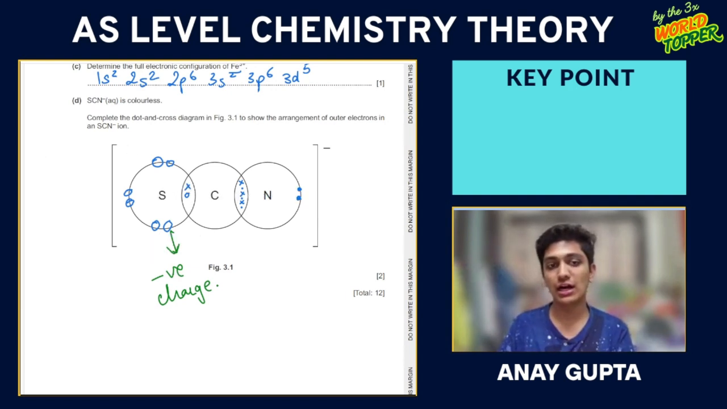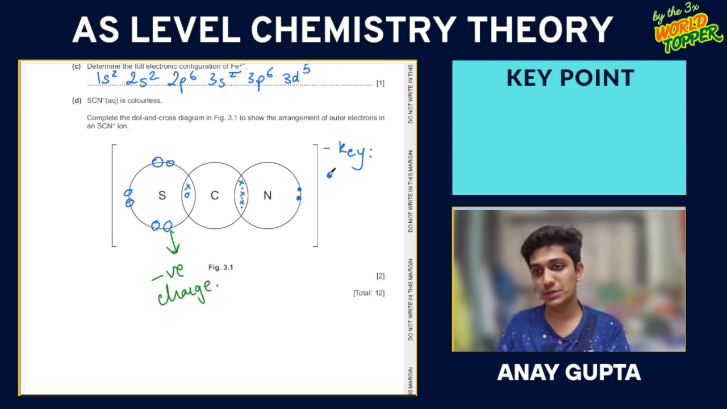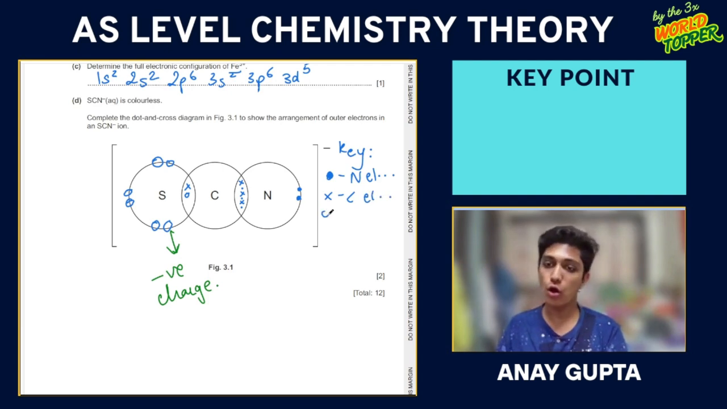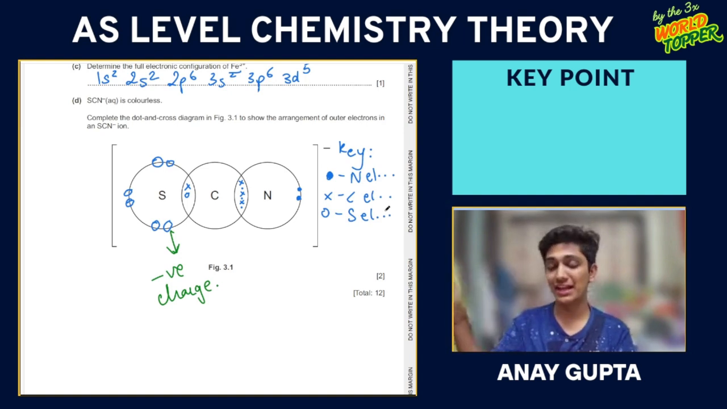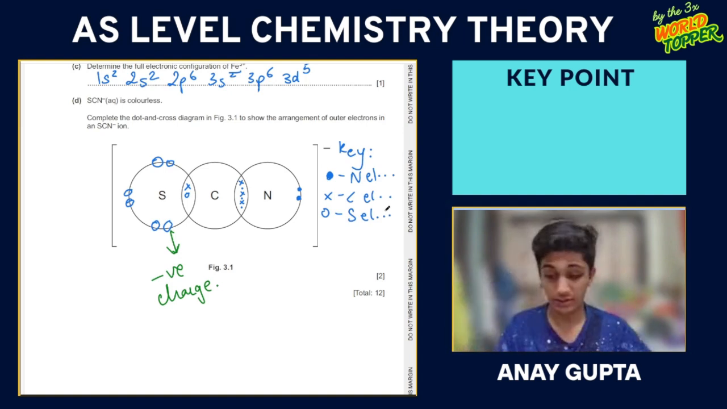Okay, now for your answer, always give a key. So a key which starts with, say, a filled circle is an electron from N. A cross is a carbon electron, and a hollow circle is a sulfur electron. Now I have written EL with an ellipse. Please write the full word. Okay, next.